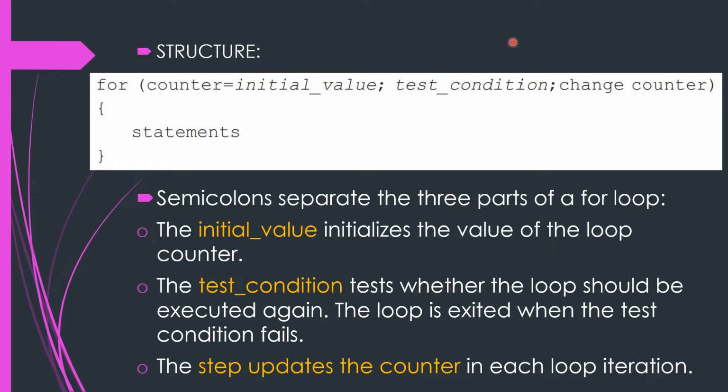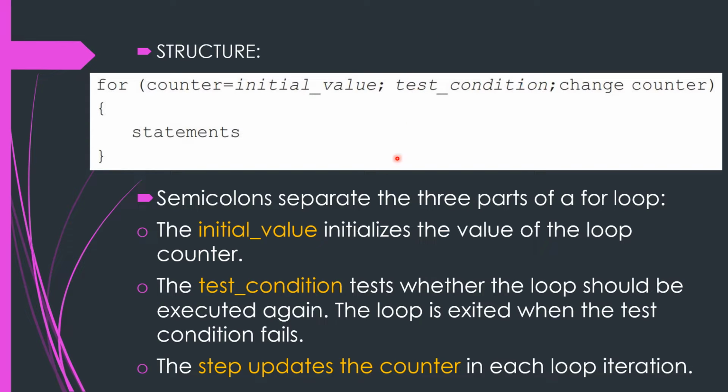What are they? First is initial value. The initial value initializes the value of the loop counter. As its name suggests, it will initialize the value. So basically it initializes the value of what? The value of the loop counter. Basically this value, which we call the counter, is initialized by the initial value in the first step. Then in the second step there is the test condition.